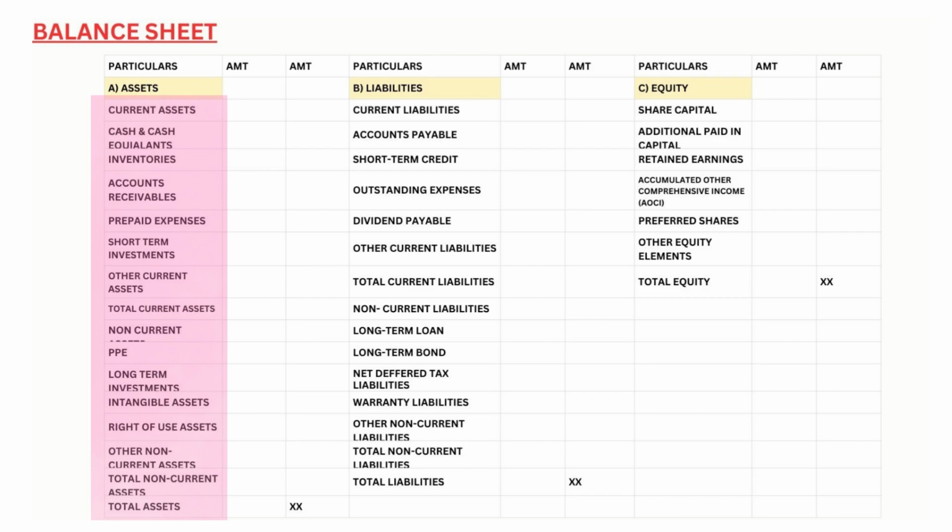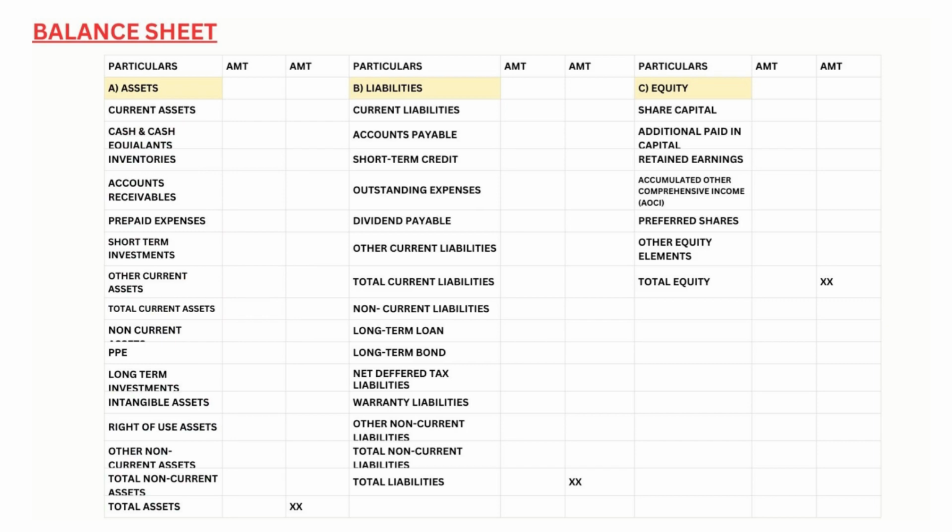Non-current assets are those that are held for a longer period, usually more than 1 year. Examples are property, plant and equipment, long-term investments, intangible assets like patents and goodwill, right-of-use assets related to leases, and other non-current assets. When we total these, we get total non-current assets. Finally, when we add current and non-current assets, we arrive at total assets. Now let us move to the liabilities section. Liabilities are the obligations of the business.